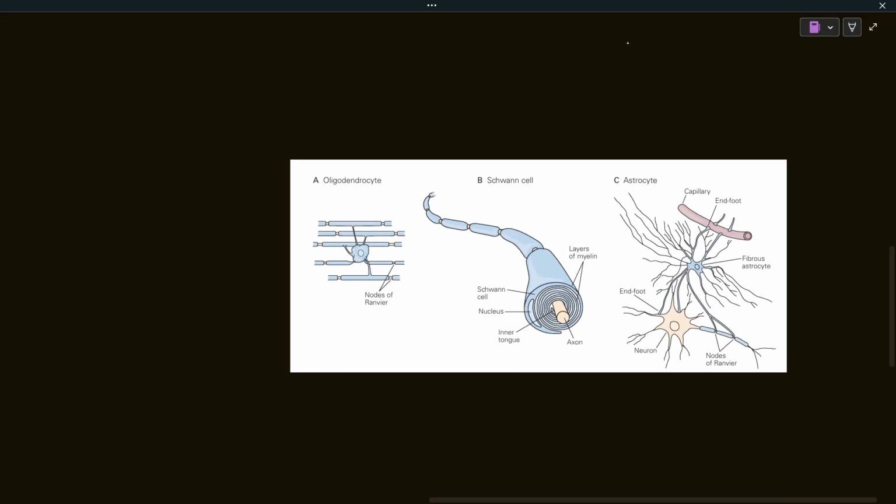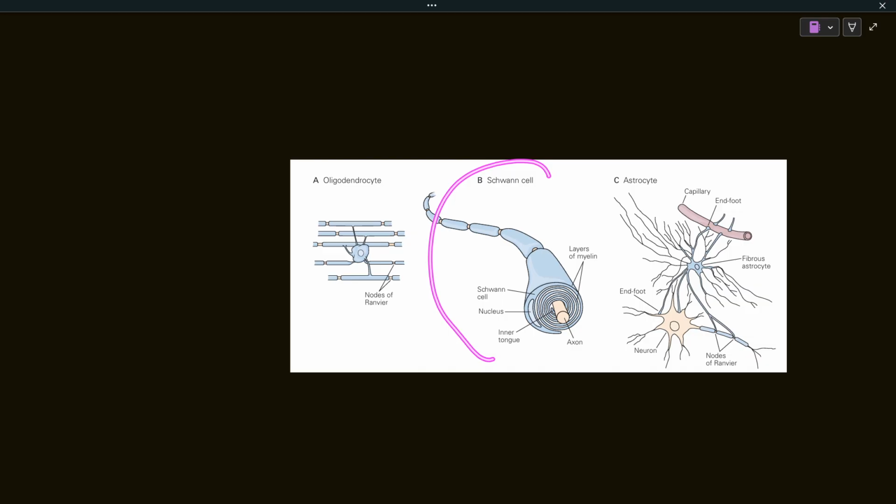Okay, here you can clearly see a single oligodendrocyte has multiple processes which are wrapping themselves around the axons of multiple neurons. While on the contrary, in a single neuron, multiple Schwann cells are forming patches of myelin sheath between which there are nodes of Ranvier. Okay, so I hope it is clear why the central nervous system has fewer nodes of Ranvier compared to the peripheral nervous system.